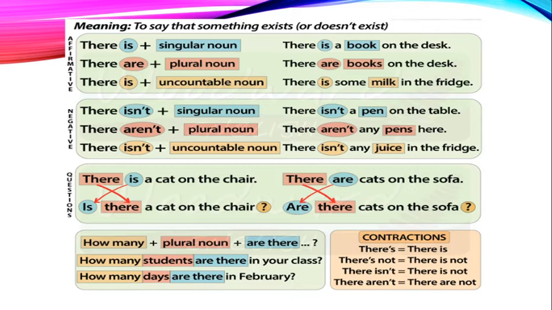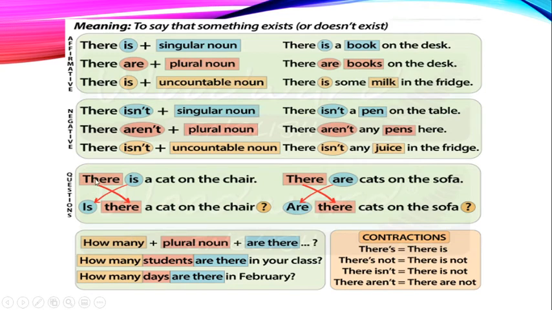Remember that if it's uncountable, we cannot say aren't because then we will be counting them. So for example, there isn't any juice in the fridge. And then let's go into talk about questions. How do we form the questions? Super easy. We just need to do this.